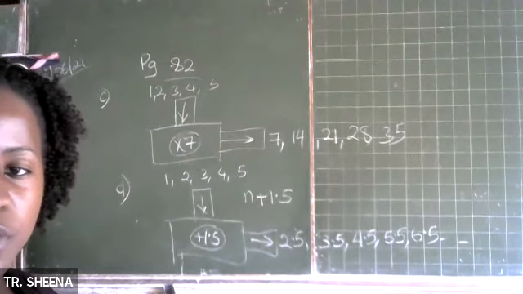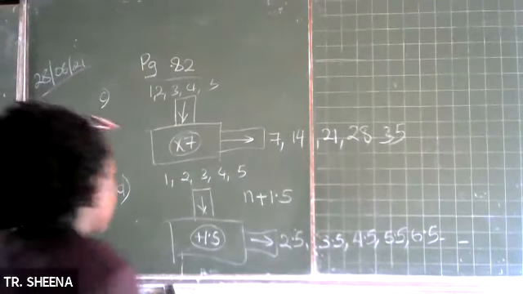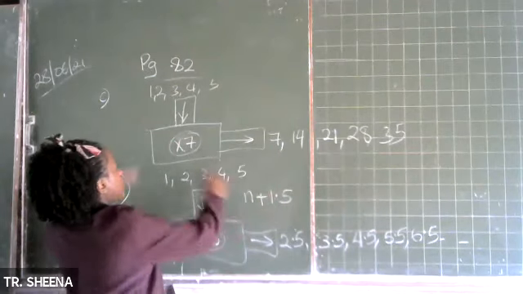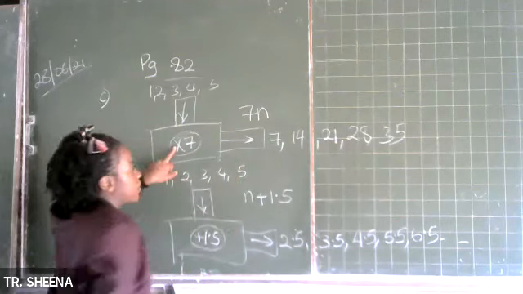I hope it was just an error, but if it wasn't, when you're adding, it will just be n plus 1.5. When you're multiplying, then that's when you can say that this is 7n.